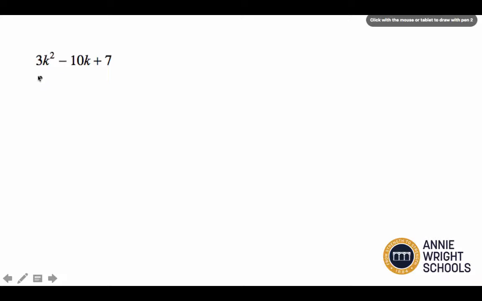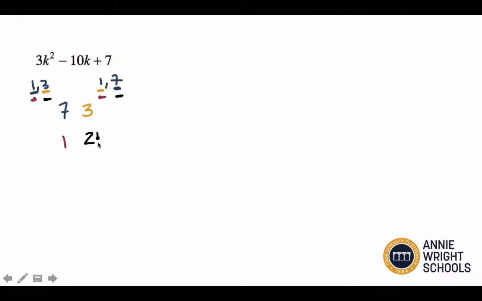The first way is to start with 3 and write it as 1 and 3. And then with 7, think about the factors of 7 as 1 and 7. Now what you're going to do is you're going to try every combination. So 1 times 7 is 7. And I'll use a different color here. 3 times 1 is 3. And then the other option is 1 times 1 is 1. And the other option is 3 times 7 is 21.